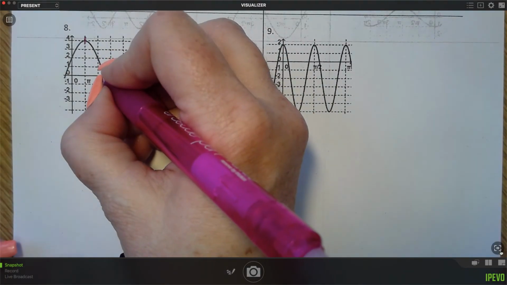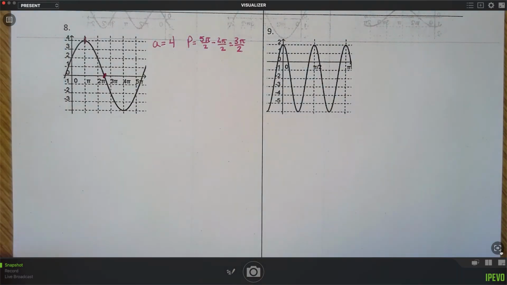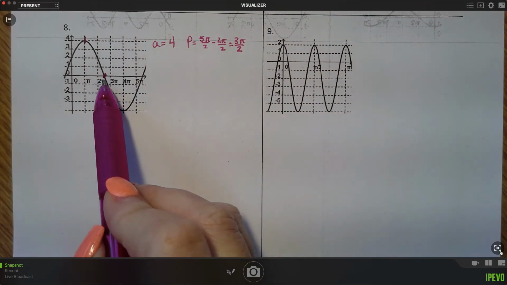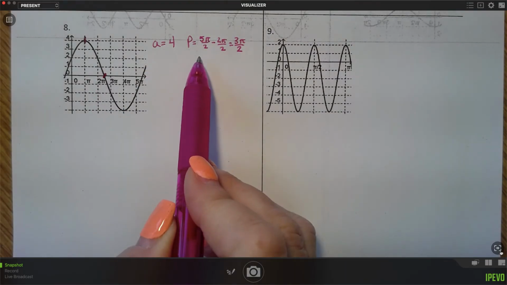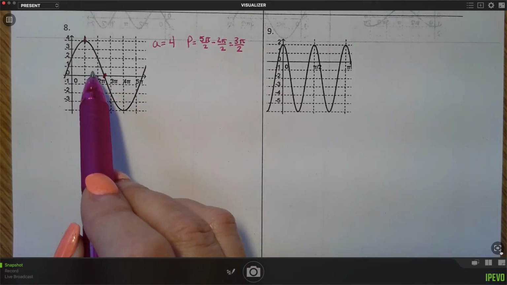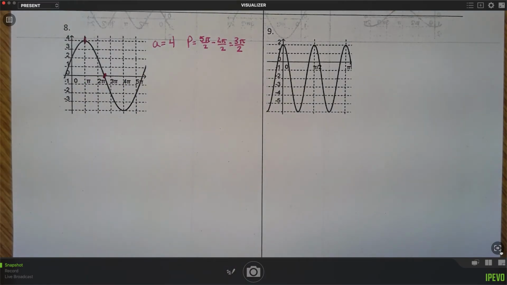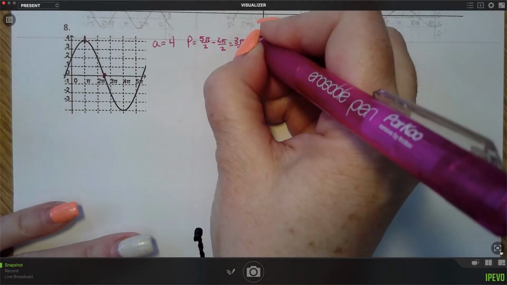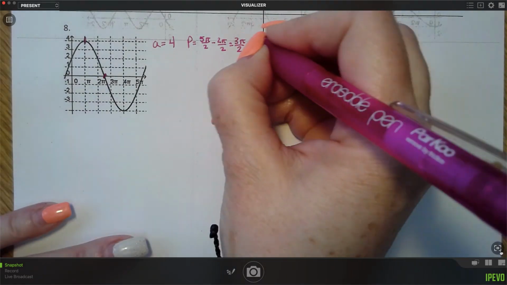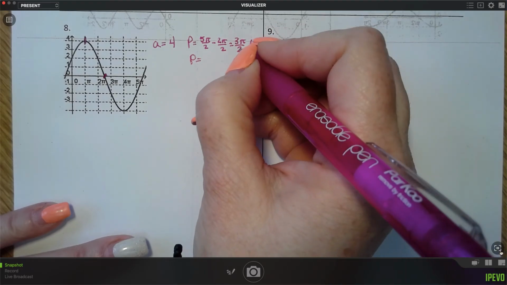Okay, from here to here is 1/4 of this graph, yes? Yes. And this is 2.5, which would be 5 pi over 2. And then I have to subtract pi, which would be 2 pi over 2. So 3 pi over 2 is 1/4 of this. So I multiply the whole thing by what? 4. So that gives the period to be 6 pi.